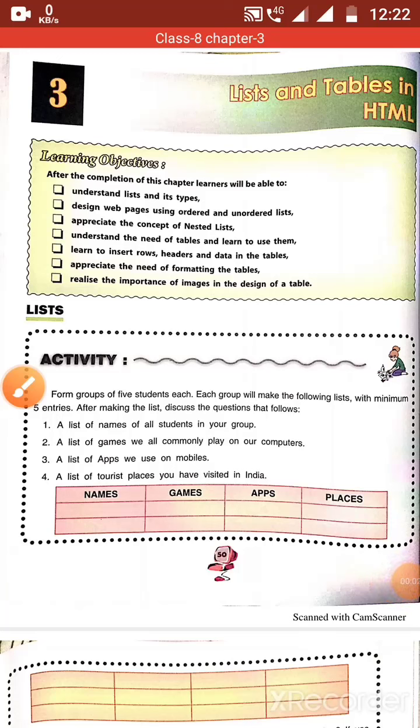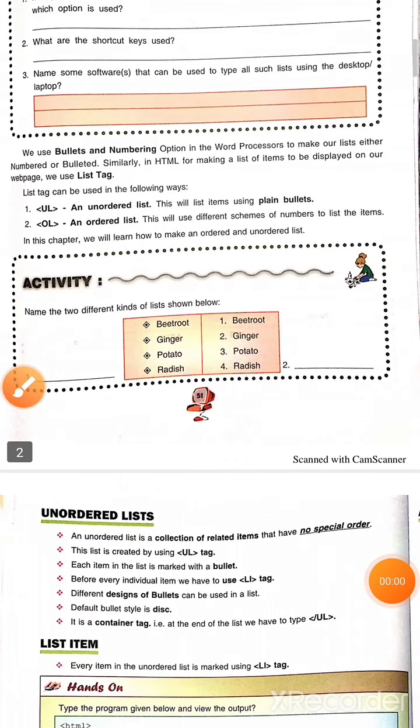In this chapter, we'll learn to use lists and tables in HTML. HTML lists allow us to group a set of related items in a list. It can be used to describe a topic with points.